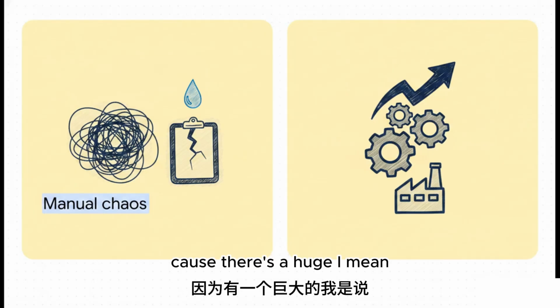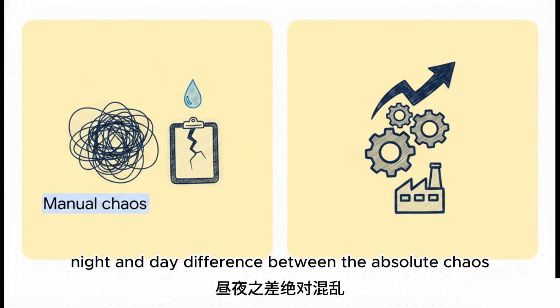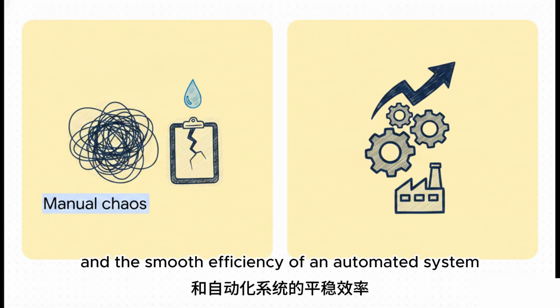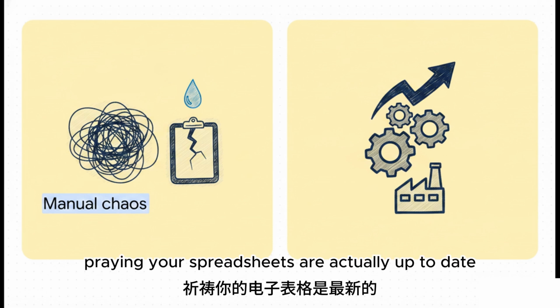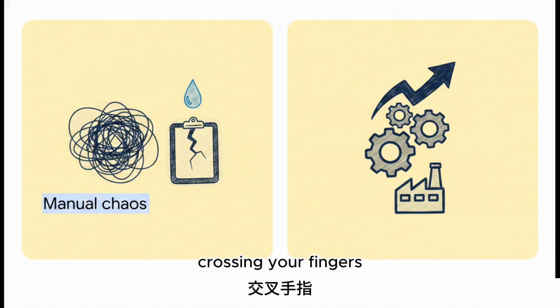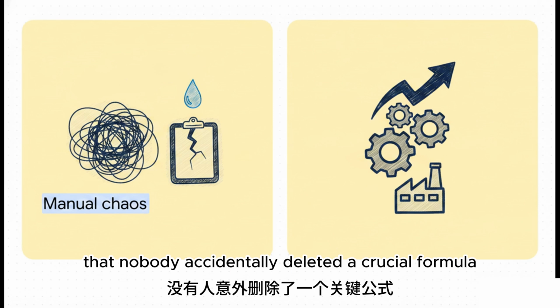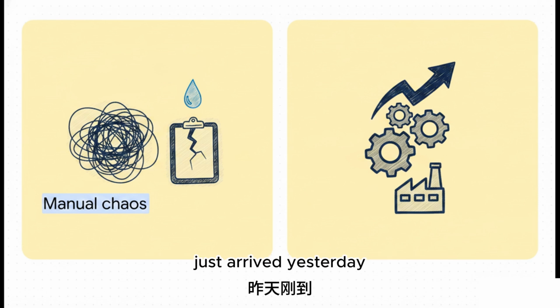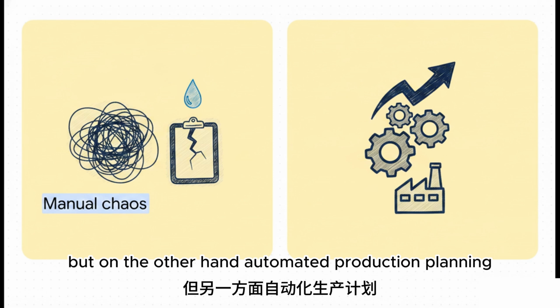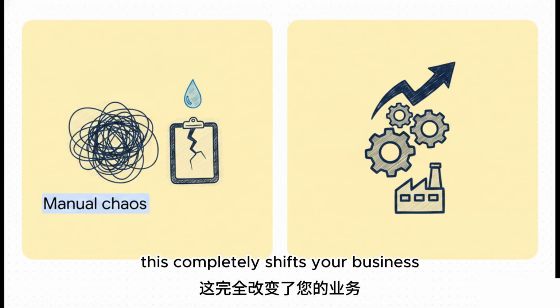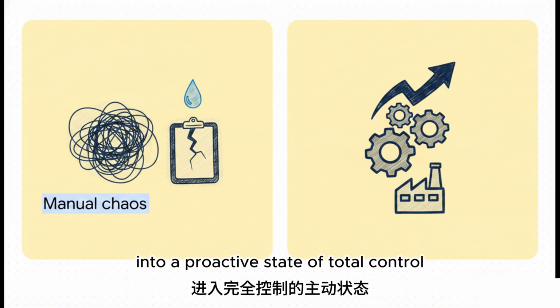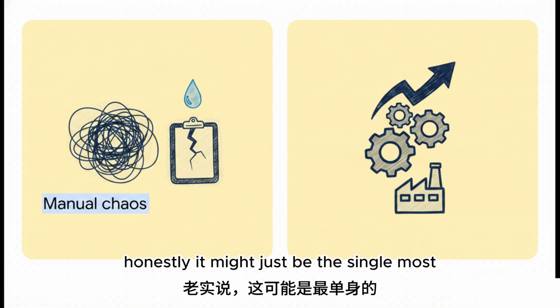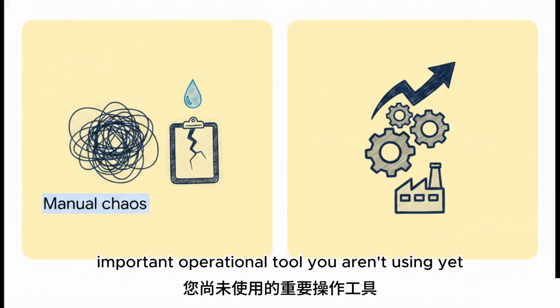Because there's a huge, night and day difference between the absolute chaos of manual tracking and the smooth efficiency of an automated system. On one hand, you've got that daily grinding stress. You know the feeling. Praying your spreadsheets are actually up to date, crossing your fingers that nobody accidentally deleted a crucial formula or forgot to log a shipment that literally just arrived yesterday. But on the other hand, automated production planning. This completely shifts your business from a chaotic, reactive state of constant firefighting into a proactive state of total control. Honestly, it might just be the single most important operational tool you aren't using yet.